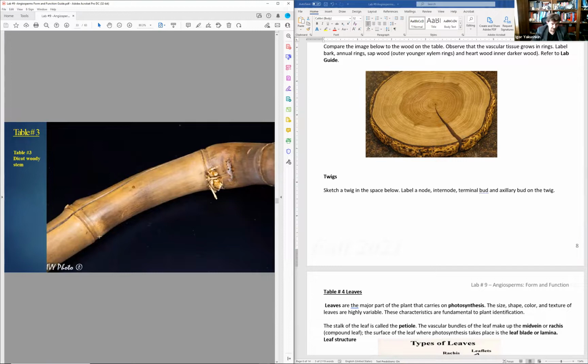See that particular line right here? That's the node. This is another node. That's a third node right here. This is where the leaves will be attached. So this is the node, this is the node, this is the node, axillary bud. The distance between the nodes is known as the internode.